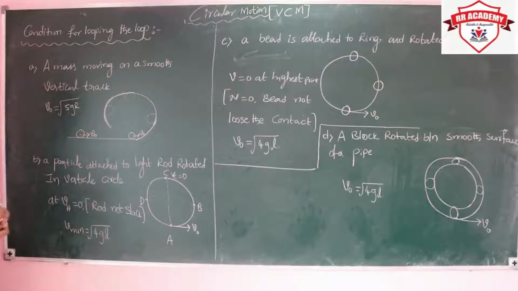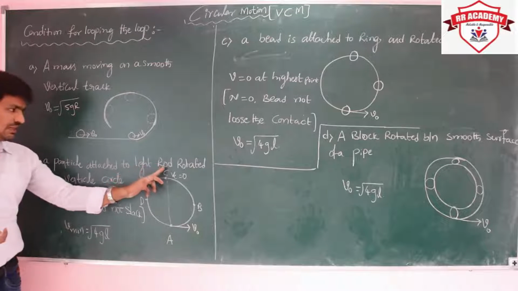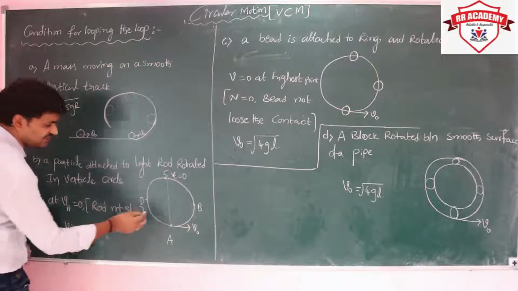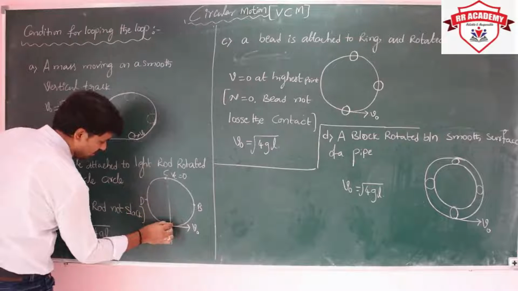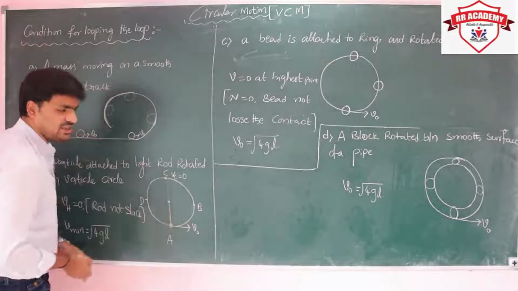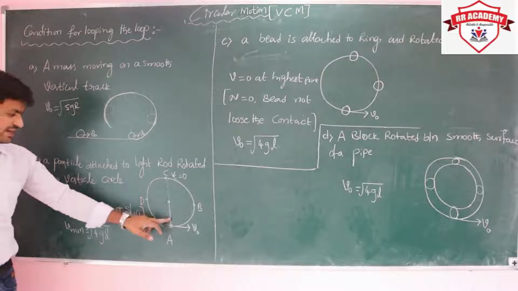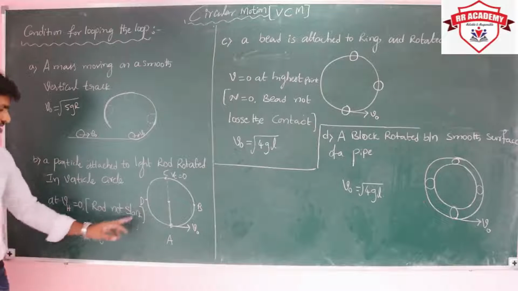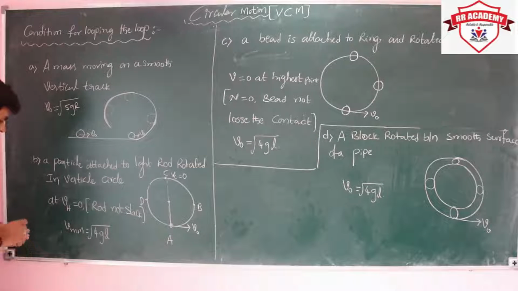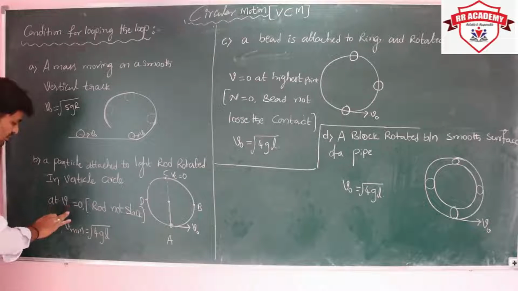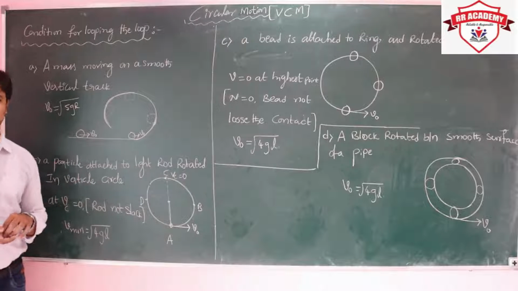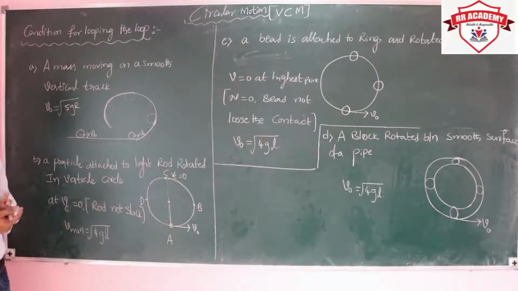Next example: a particle attached to a light rod rotated in a vertical circle. Here we are considering a light rod, a massless rod, because a massive rod would again be affected by the mass. So the velocity at the highest point is 0. Even though the velocity is 0, the rod is not slack, so the particle can complete the circle.